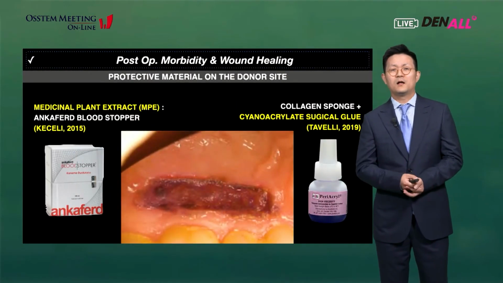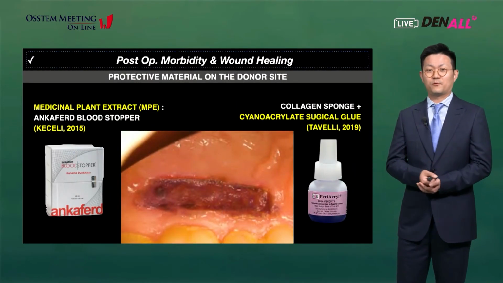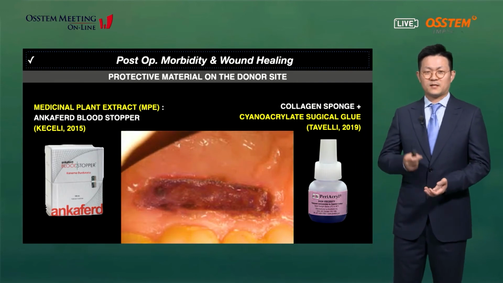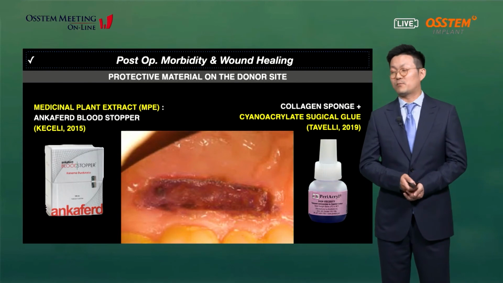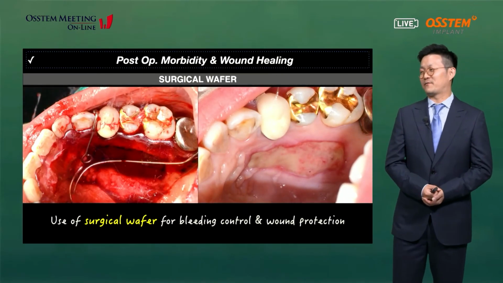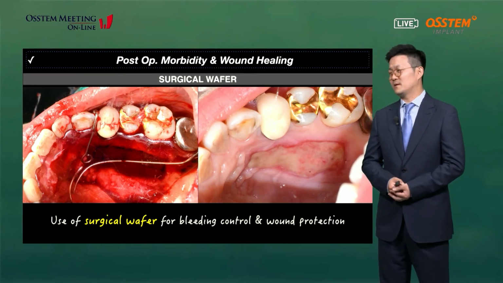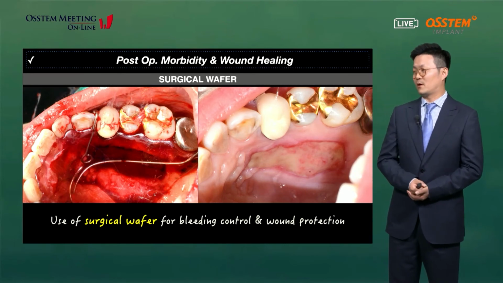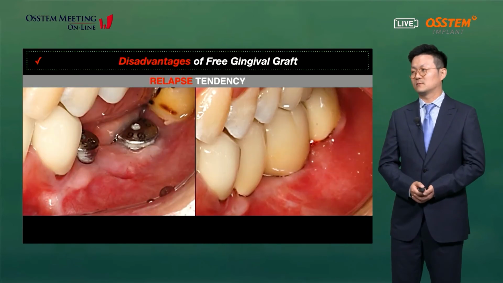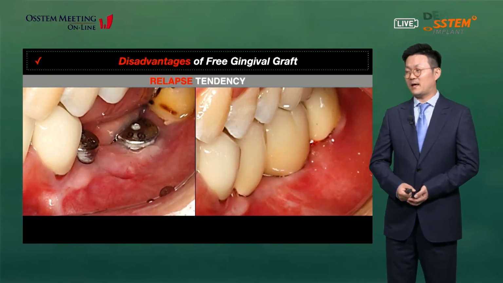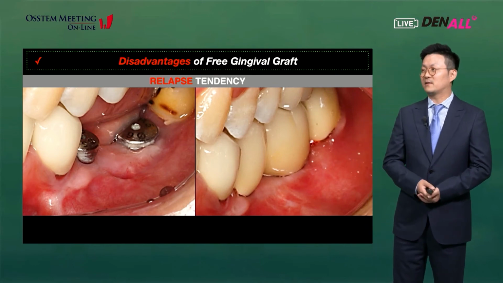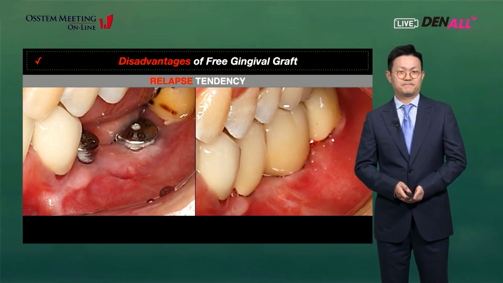In Turkey, plant extract has been used for bleeding control, and cyanoacrylate surgical glue can be applied. But my choice is the surgical wafer. Usually the surgical wafer is very helpful for bleeding control or wound protection. But as I mentioned before, shrinkage is another disadvantage of the free gingiva graft.